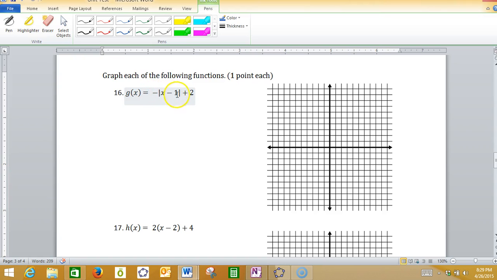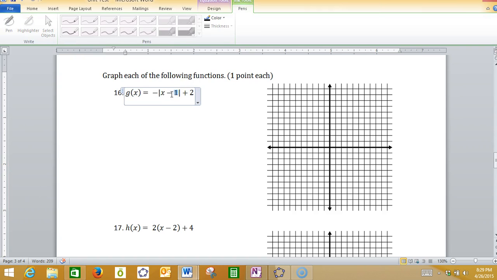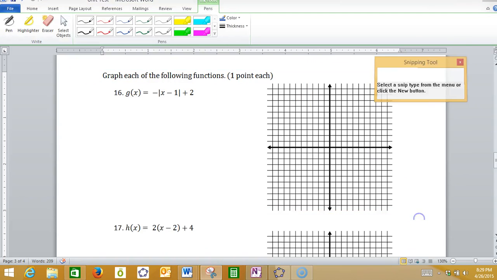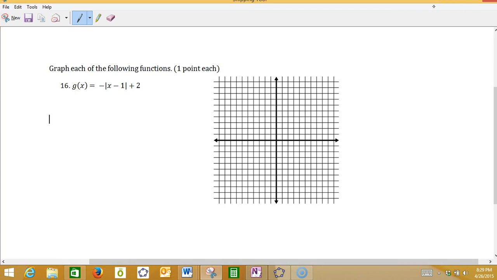We have x minus h, so since we're subtracting a 1, h is a positive 1, so it's going to move the graph, this absolute value parent function, to the right 1, and then the graph is going to move up 2. Okay, so let me grab my snipping tool, and let's graph this. So, a couple ways you can go about this.